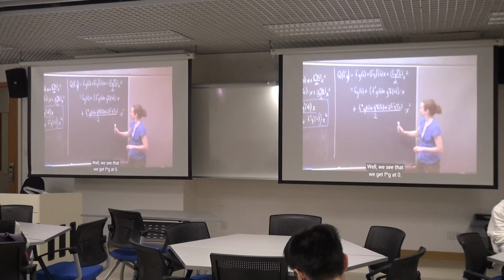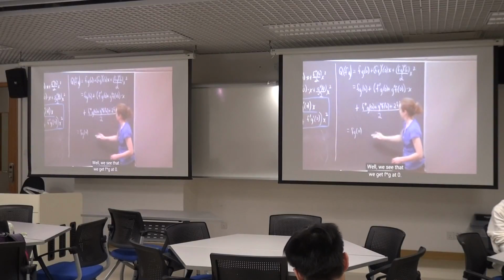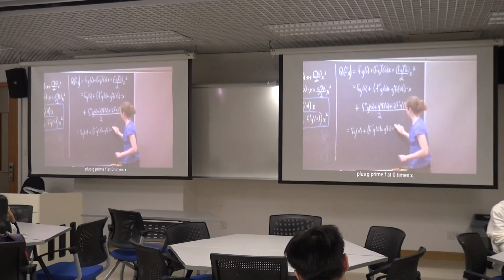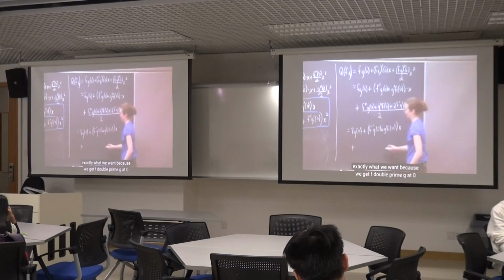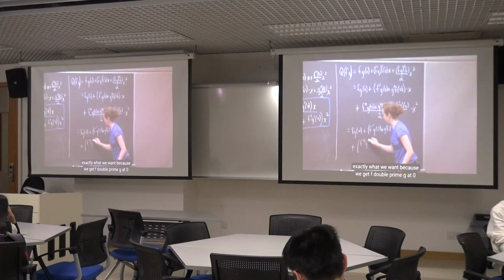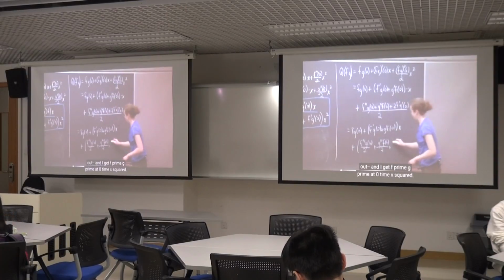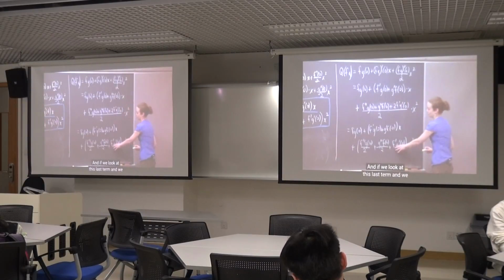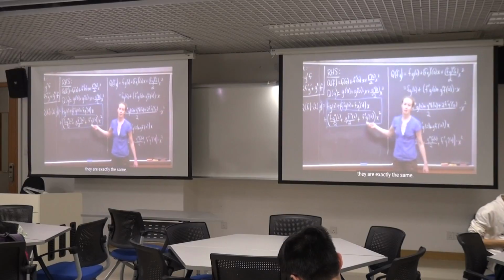So what do we see? Well, we see that we get Fg at 0. We get the second term we want, F prime G at 0 plus G prime F at 0 times x. And then the third term is in fact exactly what we want because we get F double prime G at 0 over 2 plus G double prime F at 0 over 2 plus the 2's divide out and I get F prime G prime at 0 times x squared. And if we look at this last term, and we look at the x squared term in the box, we see in fact they are exactly the same.